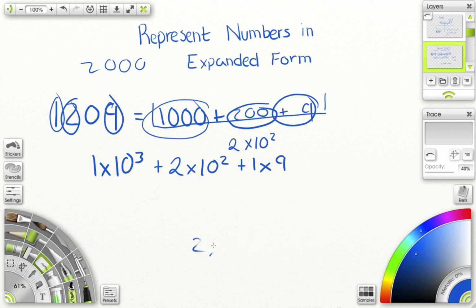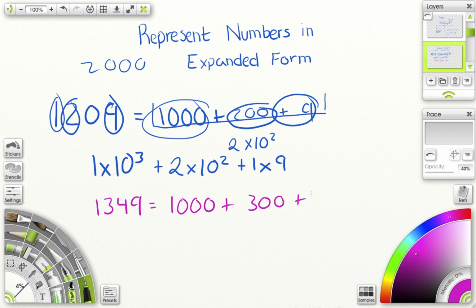I'm going to do another example. Let's just do this in a different color to make it easier. I'm going to do 1,349. First of all, I'll put it into this type of notation here. So I'll do 1,000 plus 300 plus 40 plus 9. Because if I add all those digits up together, I get 1,349.